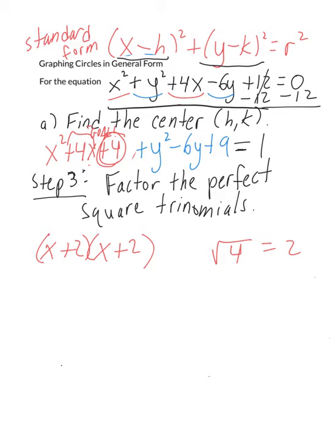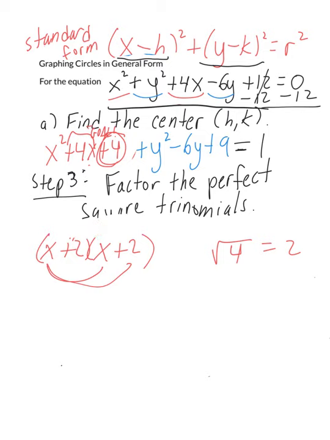And now if you check, and I put that 2 in the last spot. Let's check. If you were going to FOIL this back out again, you have the right answer because x times x is x squared, plus 2x plus another 2x would be plus 4x. 2 times 2 is positive 4.